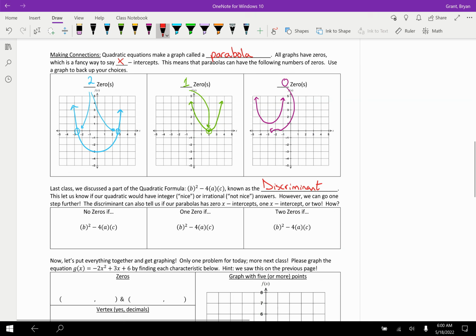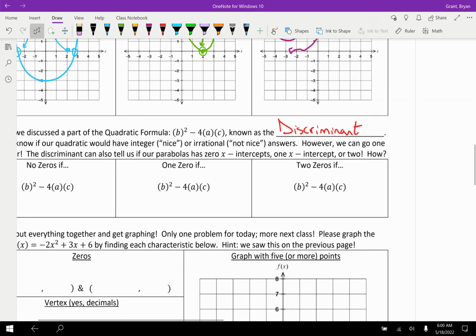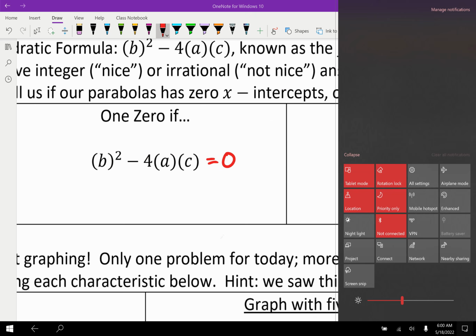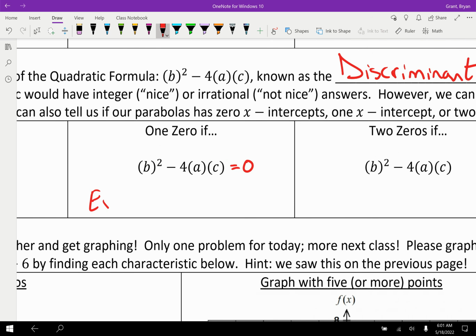So, it turns out that a quadratic will always have 1 zero if the b squared minus 4ac part equals 0, right? And that's because, if you wanted an example here, plus minus the square root of 0 is just 0. There's only one solution.